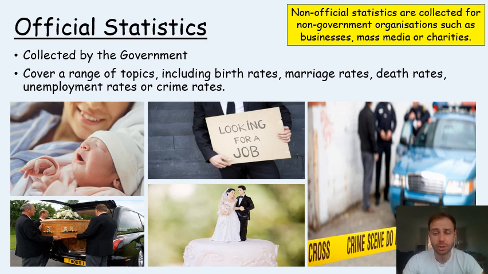They produce official statistics that cover a range of topics like births and deaths, marriage and divorce, unemployment and crime. So they are large scale. The census that happens every 10 years, happening again in 2021, is a form of official statistics. So it tells us large scale information about people living in the UK produced by the government.